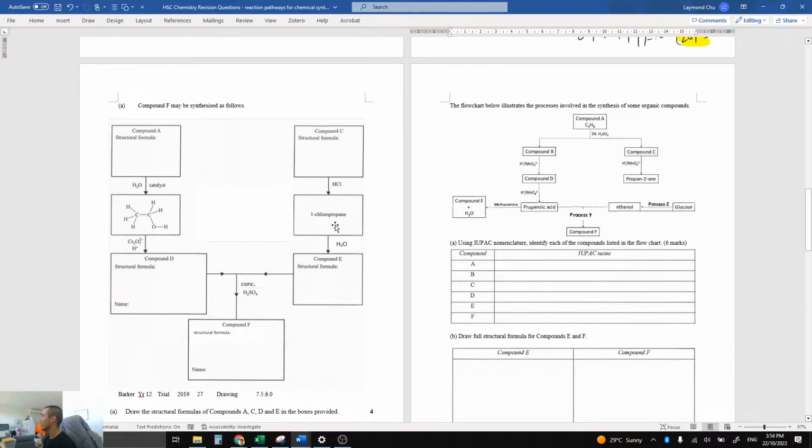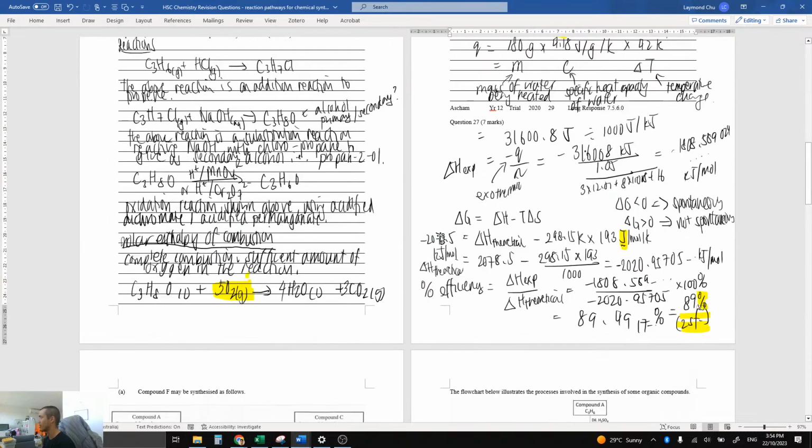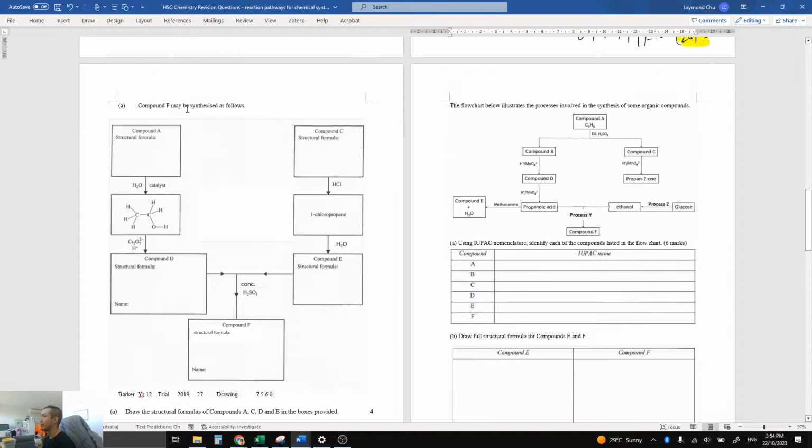Okay, so next question. I have lost the question number. Oh, question 27 from Barker, Year 12, Trial 2019, question 27. Yep, perfect. Compound F may be synthesized as follows. So we've got these flowcharts that we typically see. Great, we have to draw stuff. Lovely. How I typically target these is you look at the ones that are already drawn for you, so this one and this one. You can work on either pathway. Let's work on the left. I'm a left to right person.